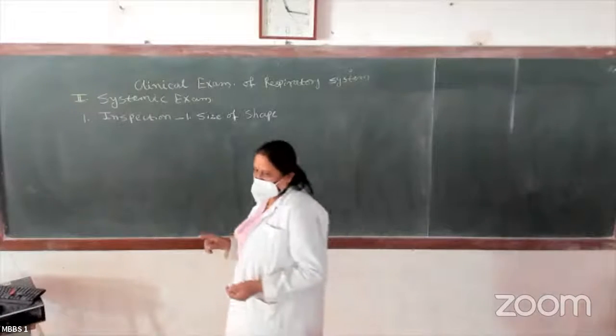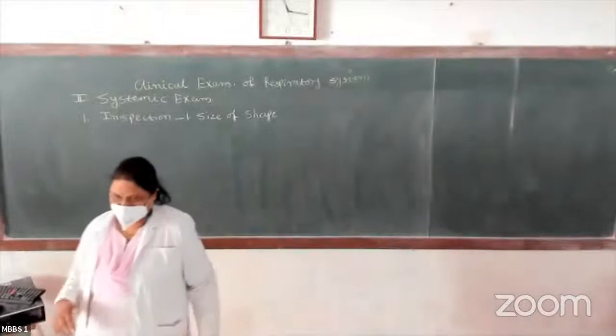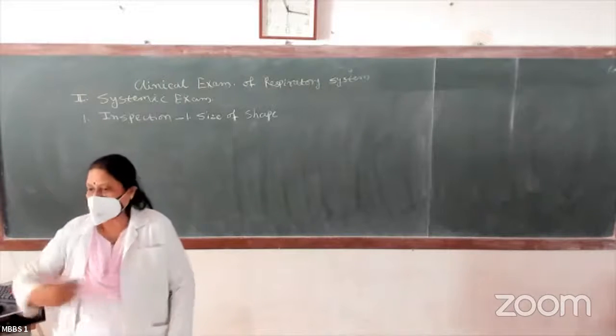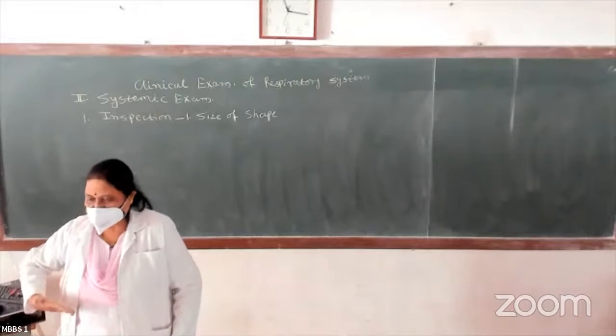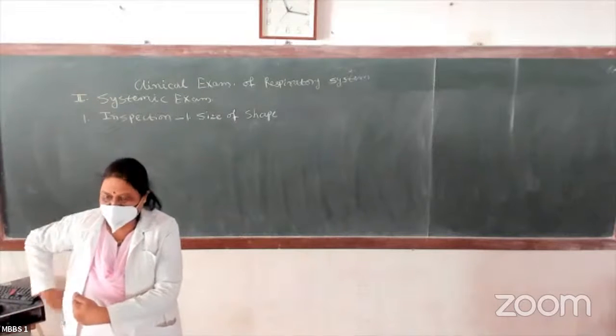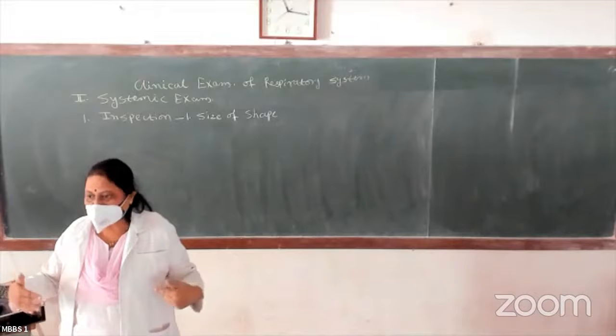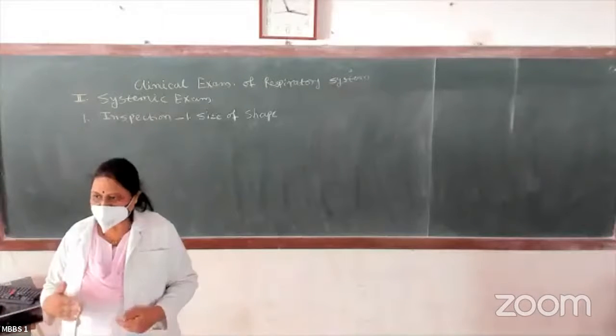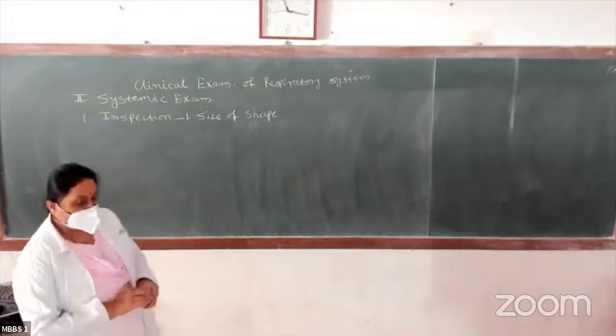You have to examine the transverse diameter, that is from the left side to the right side. This is the transverse diameter. The AP diameter is the anterior and posterior diameter. Normally, the transverse diameter is more than the AP diameter.